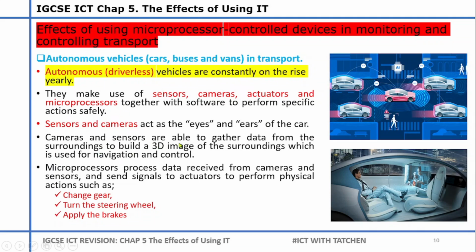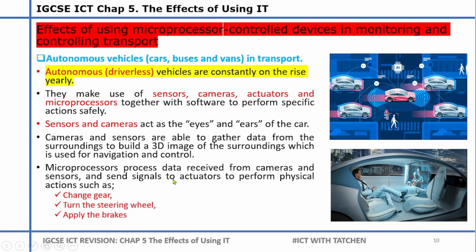Now, cameras and sensors are able to gather data from the surroundings. So these are signals that are sent out. Once the signal goes out, it can pick up that, oh, there's a car on this side, there's a car on this side. It calculates the distance. This happens within a few seconds. And once it calculates the distance, it can know that, oh, I can pass in between. So that keeps happening as the car makes its way to wherever it is going. So this is how autonomous vehicles work.